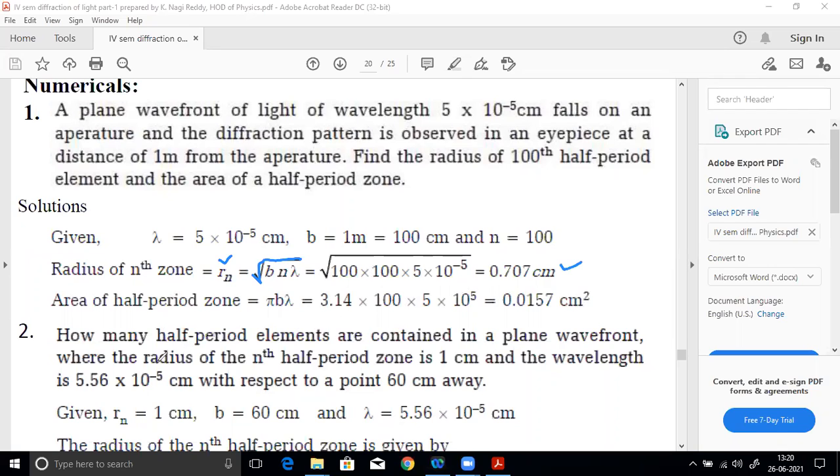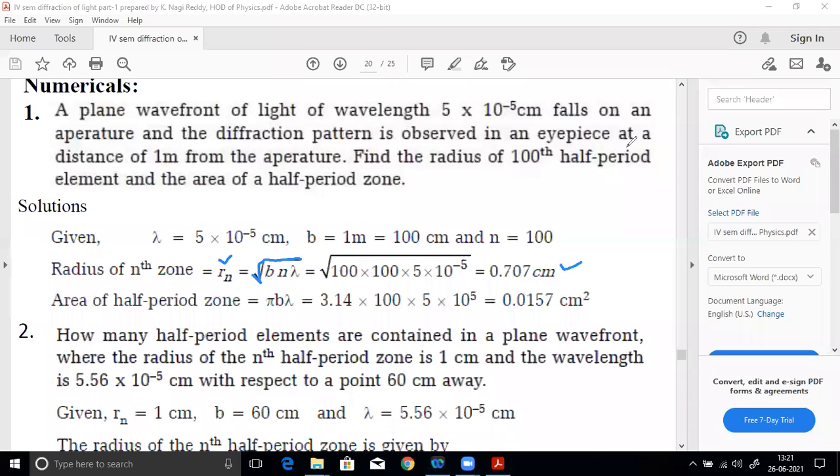Then in the next problem: how many half-period elements are contained in a plane wavefront where the radius of the nth half-period zone is 1 centimeter, the wavelength is 5.56 into 10 to the power of minus 5 centimeter, with respect to the point at 60 centimeters. The radius is 1 centimeter, b is 60 centimeter, lambda is 5.56 into 10 to the power of minus 5.